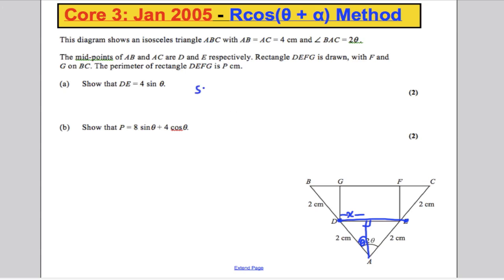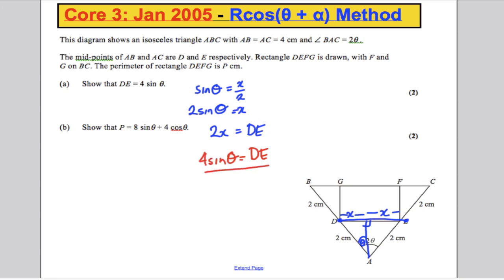You could say that sine theta is opposite x over 2, so therefore x is equal to 2 sine theta, and there you could say that DE is obviously 2 lots of x, because it's that x and another x here. So therefore you could say that DE must be 4 sine theta. And you're done. It says show that P is 8 sine theta plus 4 cos theta.